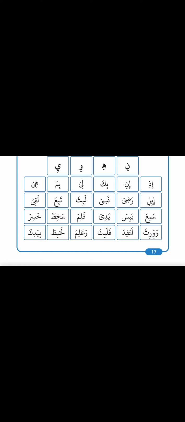Wa ri tha. Waritha. La na fi da. La nafida. Fa la bi tha. Falabitha.